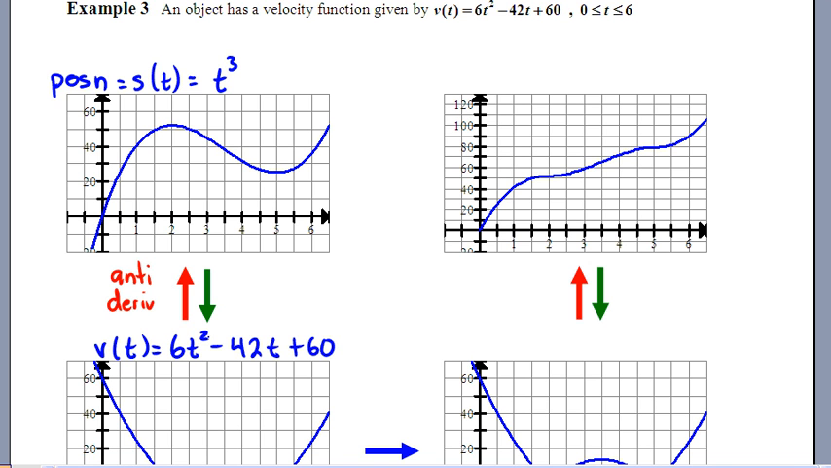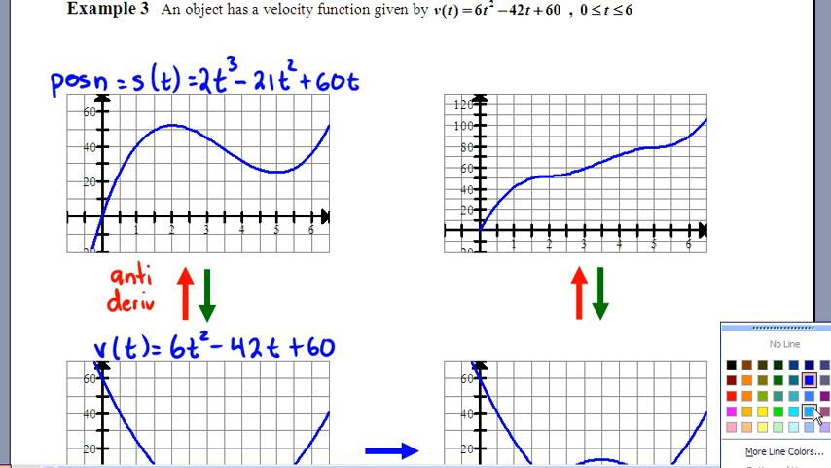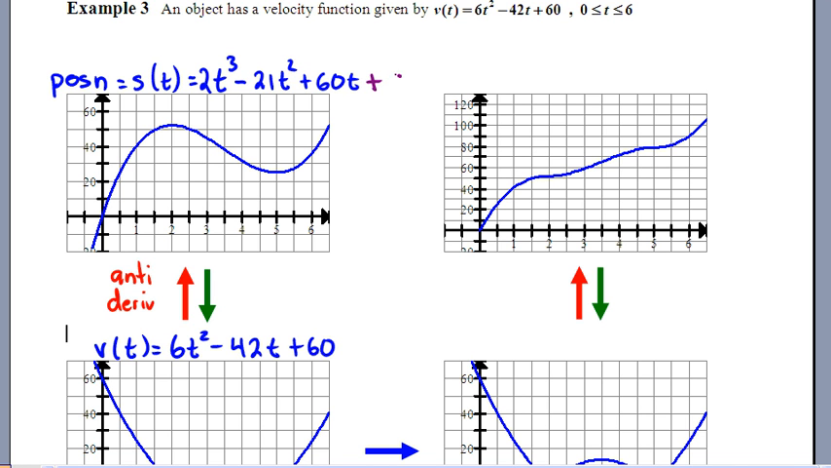Now let's think this through. A 3 would come down. I think that would need to be 2t cubed in order for that to work. And then this part here, this is going to be, what, 21t squared? Yeah, that would be a minus 42t plus a 60t. And then there's an arbitrary constant that people would have to give you some information to find. There's no way to know it unless they help you out. So that's how you could get back to position. If you had position, you could take a derivative to go down the page to get to velocity.